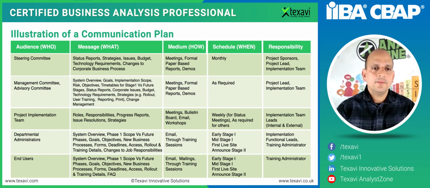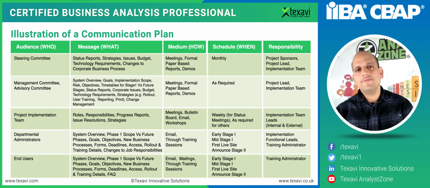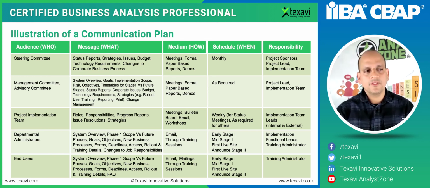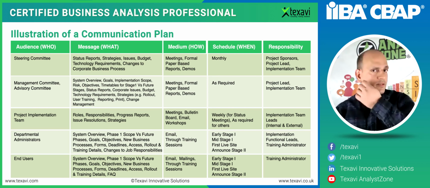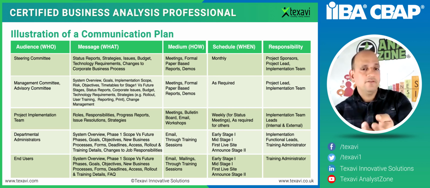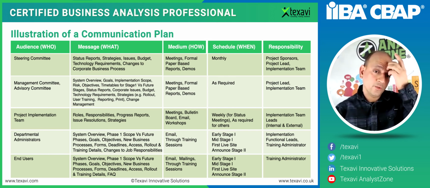So again: audience, message, what is the message, and then how do you want to send that message across, how often, how frequently that needs to be done, and the responsibility. So if it's a steering committee, you would need to send the status report, strategies, issues, budget, technology requirements, changes to corporate business process, changes to the project plan, changes to timelines, any effect or risk.